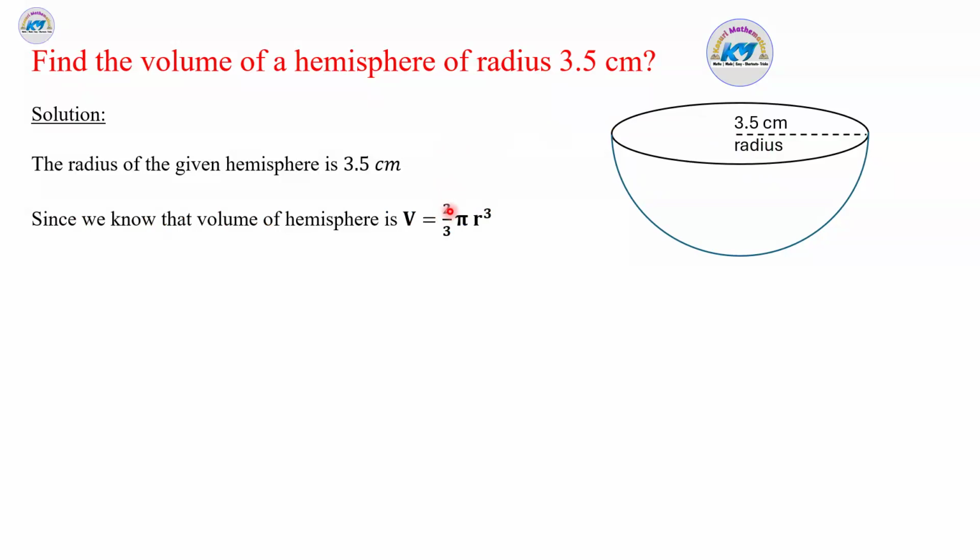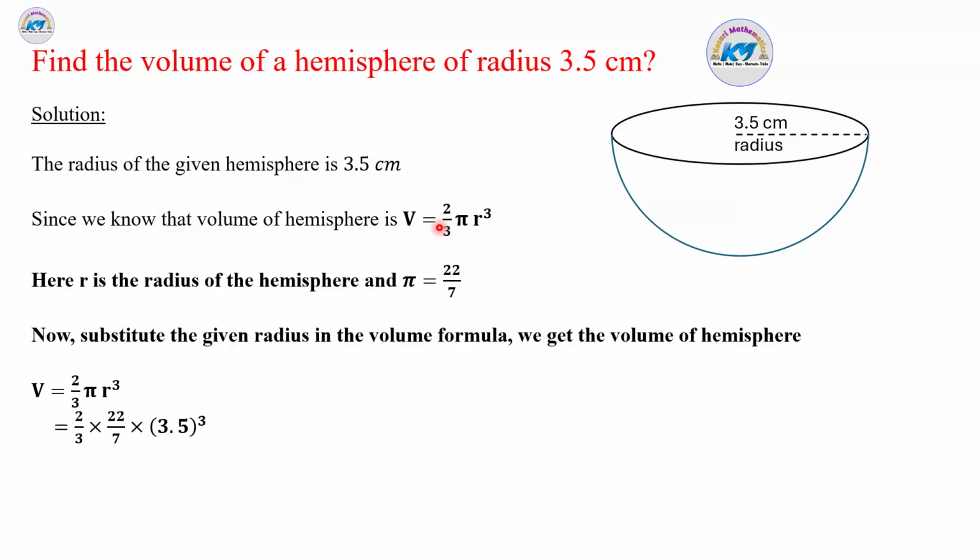The formula for the volume of a hemisphere is V equals 2 by 3 pi r cube, where pi is 22 by 7 and r is 3.5. Let's substitute those values and we get 2 by 3 into 22 by 7 into 3.5 whole cube. After solving that, we get 89.83 centimeter cube. The unit for this volume is centimeter cube. And the final answer is V equals 89.83 centimeter cube.